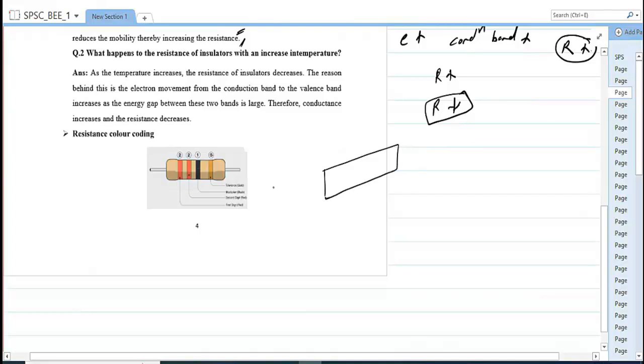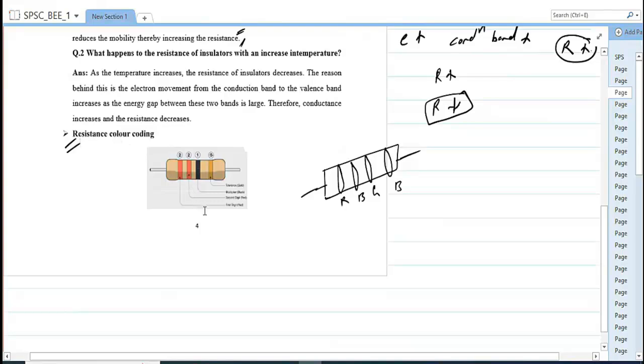One resistance is there with some color codes. Let's say this band is red, this is black, this is green, and this is gold, or you can say brown. Now tell me the value of the resistance. This will come under the color coding of resistances. So the next heading is resistance color coding.